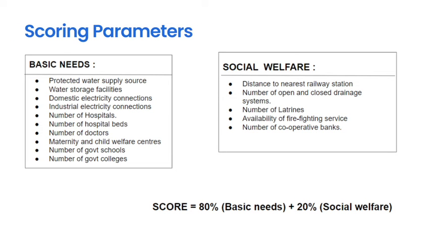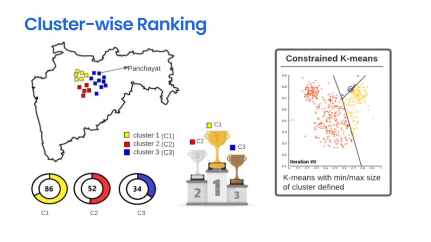The scoring parameters which we used were mainly in two classes: basic needs and social welfare. As can be listed here, we gave 80% weightage to basic needs and 20% weightage to social welfare. Cluster wise ranking was done, but creating the clusters was done with the help of another unsupervised machine learning algorithm known as constrained k-means, in which we defined a minimum size of 5 and a maximum size of 6. So any villages that get clustered will be between the minimum and maximum sizes of 5 and 6 respectively.